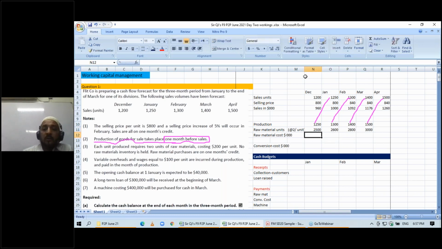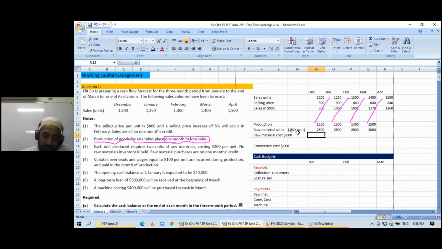After that, raw material cost. So students, the raw material cost of material is $200. So now multiply 2500 with 200. This gives you 500,000, and I am taking it in thousands. So 500 will become 500,000. Then 520,000 in January. In February, 2800 into 200 makes 560,000, and in March, 3000 into 200 makes 600,000. So this is the cost of production.